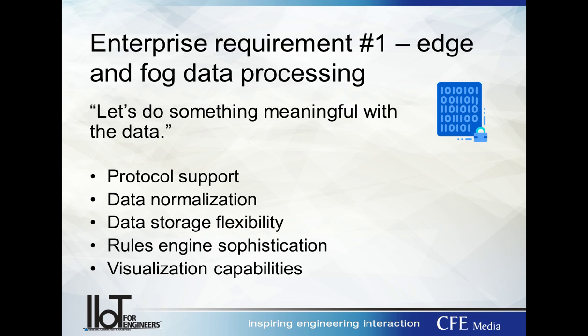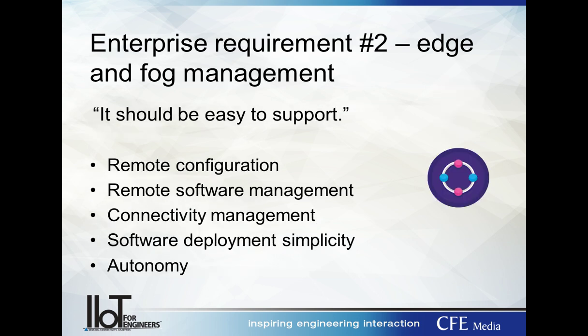Fourth, the platforms need to provide an event processor, or sometimes it's called a rules engine, that can handle simple rules via declarative configuration. They also need to be able to handle complex rules where you might leverage scripting logic or some kind of custom code. And finally, an edge or cloud platform needs to have visualization capabilities to allow developers to quickly view single pieces of data, single data sets, single devices, or groups of data, groups of devices. So that's the first enterprise requirement, edge and fog data processing.